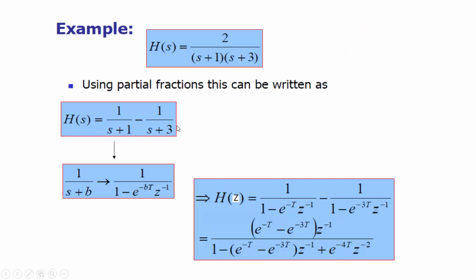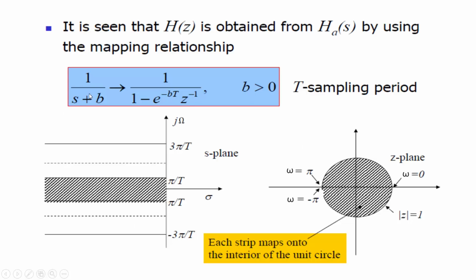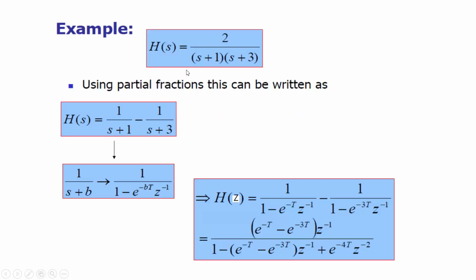All right, let's take an example where we will try to design a digital filter from the transfer function given in the S domain. Now, this is a second order transfer function given: H(s) is equal to 2 over (s plus 1)(s plus 3). Now, we know that we have to use this mapping. Please remember this: 1 over s plus b transforms to 1 over 1 minus e to the power minus bT z to the power minus 1. We have to use this transform. Therefore, we need to convert this into the form that I have just shown to you.